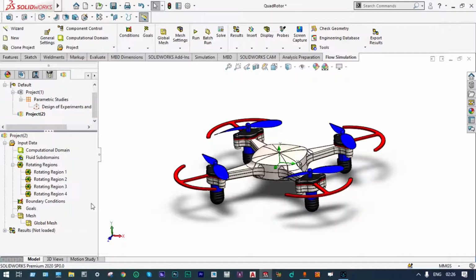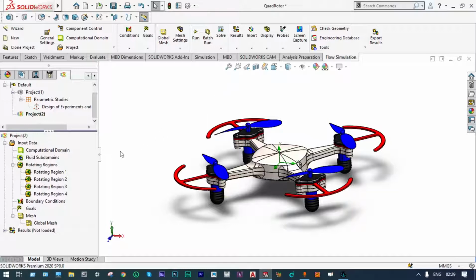Next, we have to provide some goals. In these goals, our main aim is to have upthrust and also the net force, which is equal to upthrust minus the weight of this quadrotor. We can see the mass of this quadrotor from tools and mass properties. We have already seen that the mass of this quadrotor is 44 grams. To make it rounded, let us consider that the mass of this quadrotor is 45 grams, right? So its weight will be 0.045 kg times 9.8 Newton.